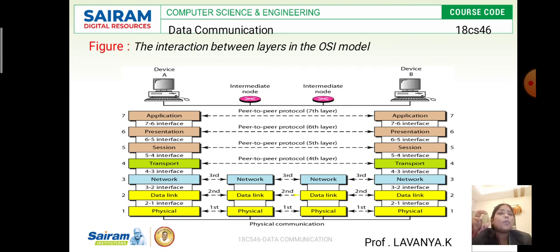Then what is the physical topology? In the physical topology, all the devices are interconnected in that particular network. The physical topologies are such as ring topology, mesh topology, star topology, bus topology, and so on. These are the different topologies, which are also the responsibility of the physical layer.